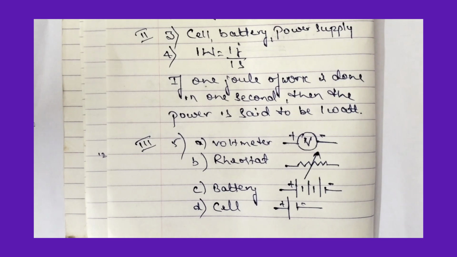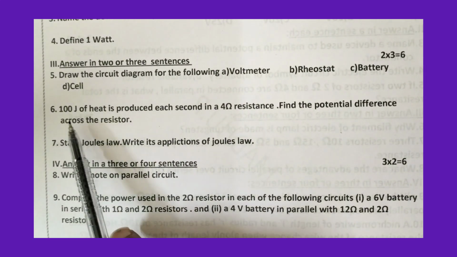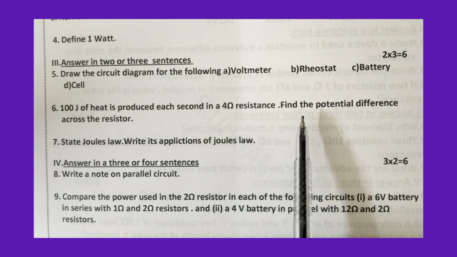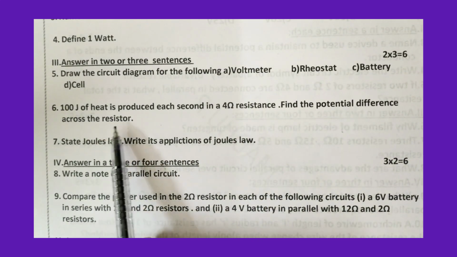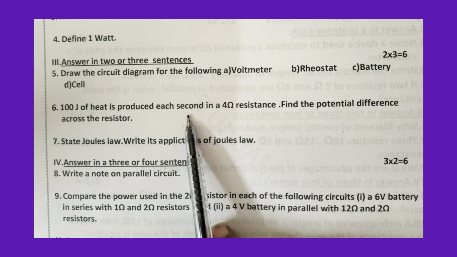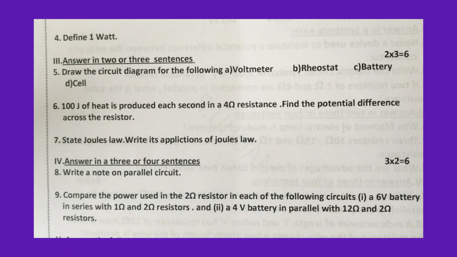Now let us move to question number 6. In question number 6 they have given a problem. 100 joules of heat is produced each second in a 4 ohm resistance. Find the potential difference across the resistor. So 100 joules of heat is produced every second in a 4 ohm resistance. We have to calculate the potential difference across the resistor. First we should find the value of I, that is, calculate how much current is flowing. After that we have to find the potential difference.